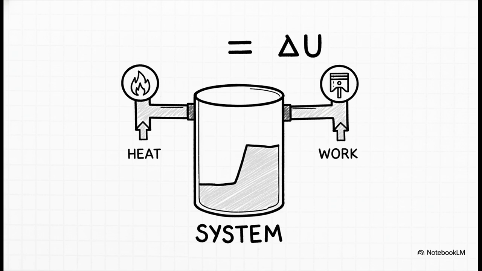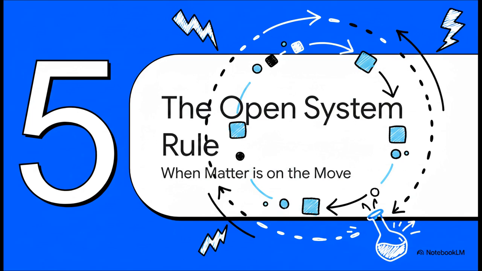Energy isn't created or destroyed, it's just moved around. If you add 10 joules of heat and you do 5 joules of work on the system, its internal energy must go up by exactly 15 joules. End of story. It's conservation of energy, plain and simple. But that law works perfectly for closed systems. But what about open ones?